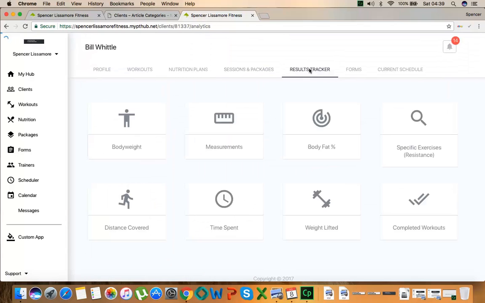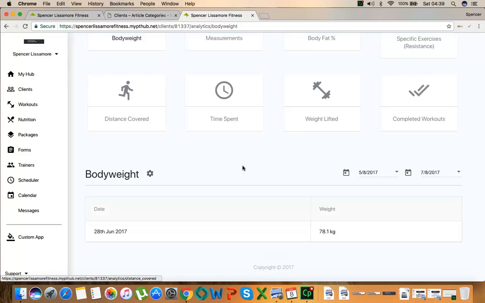Right then, results tracker. So this is quite important. As you can see, body weight measurements, body fat percentage, whether it's on the decline, whether it's in sync with his goals, whether he's still on track, whether he'd be happy to see that he is still progressing, whether I'm happy to see that he's still progressing. So body weight, let's just go into that. 28th of June 2017, he was coming at 78.1.